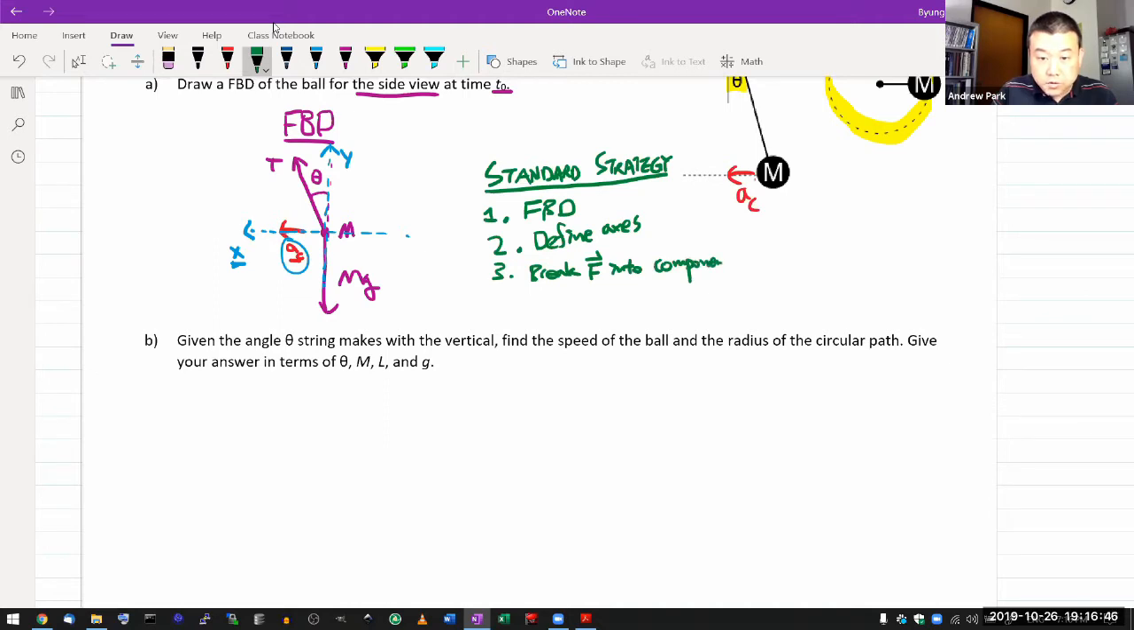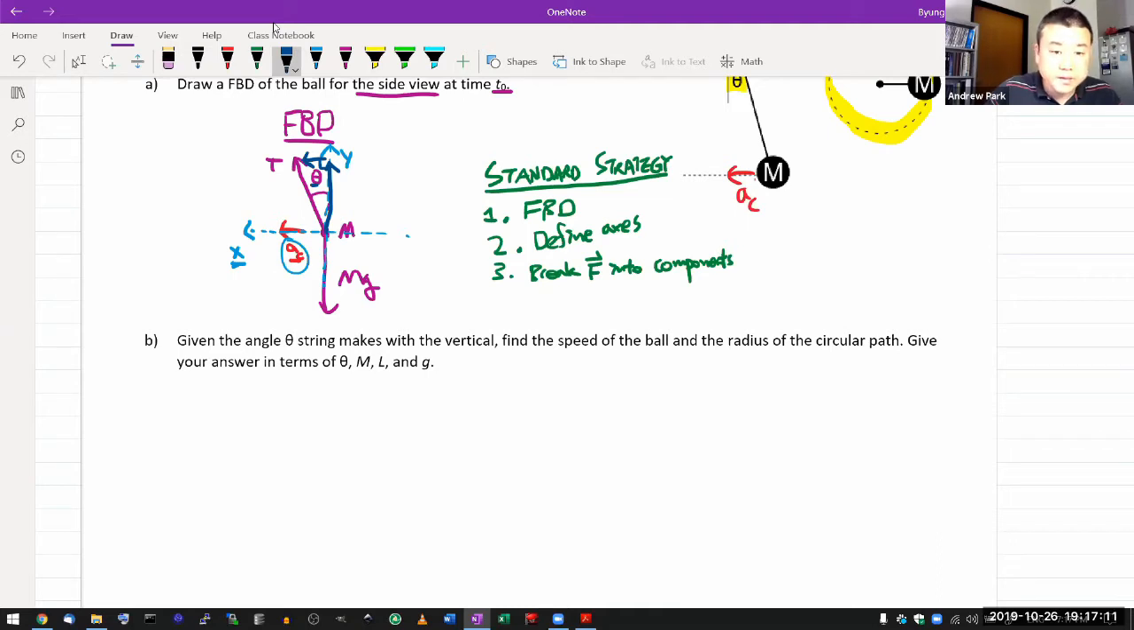So when you look at the gravitational force, that's already along the direction of the y-axis, so I don't need to break it down. It's the tension that needs to be broken down into components, the y component of tension and the x component of tension. And so this is the right angle, and I already identified this angle here.